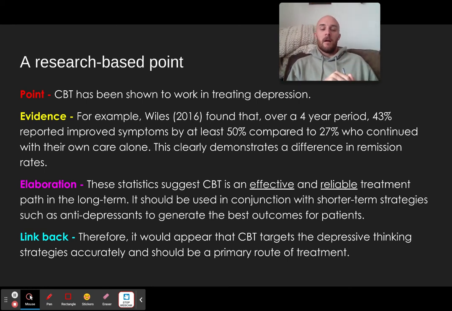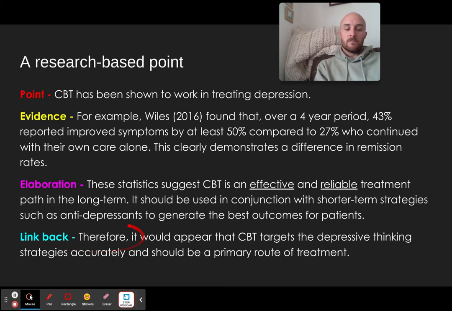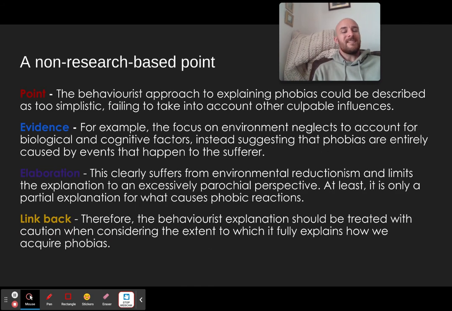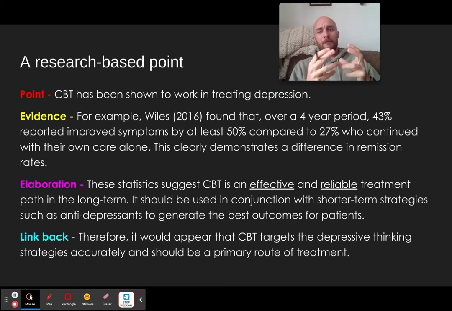And therefore, by the way, I always like students to use "therefore". Did I use therefore in that one? I did use therefore in that one. There you go. Didn't even notice that. Using therefore is just a nice way to start tying it up. Therefore, it would appear that CBT targets the depressive thinking strategies accurately and should be a primary route of treatment.